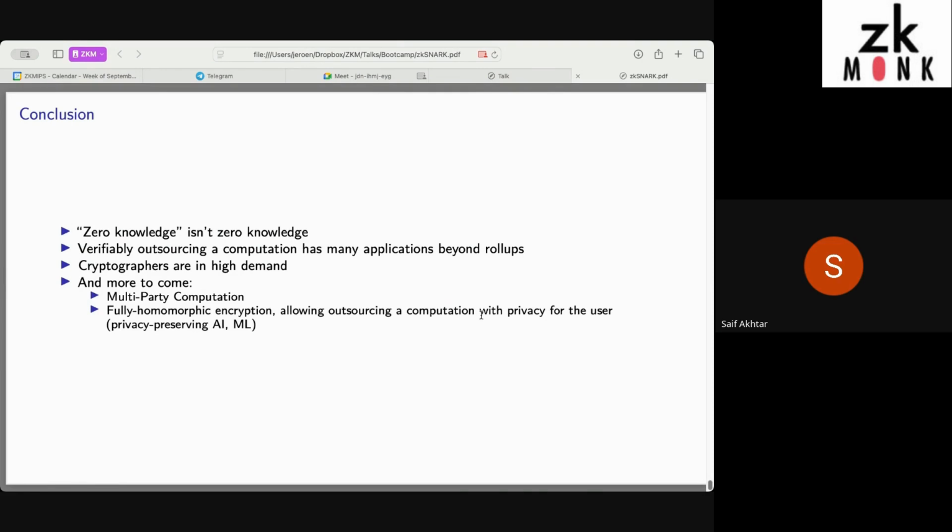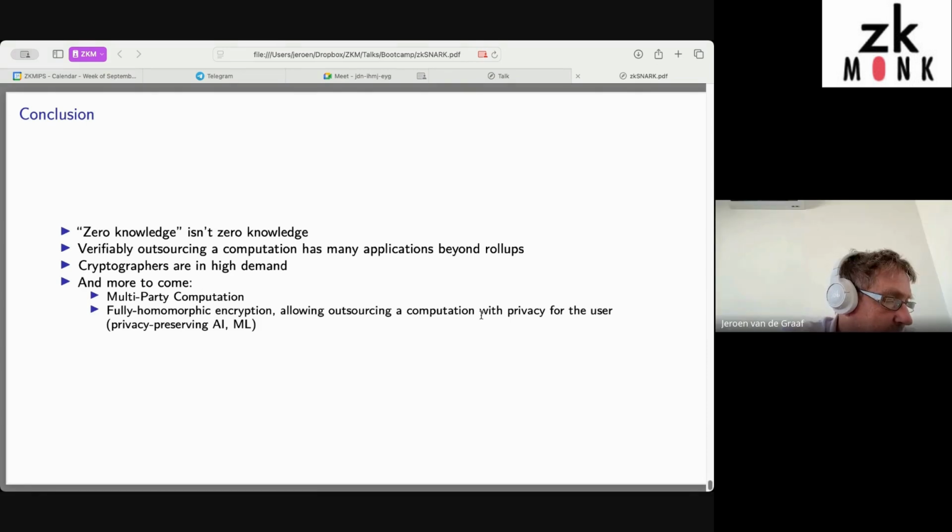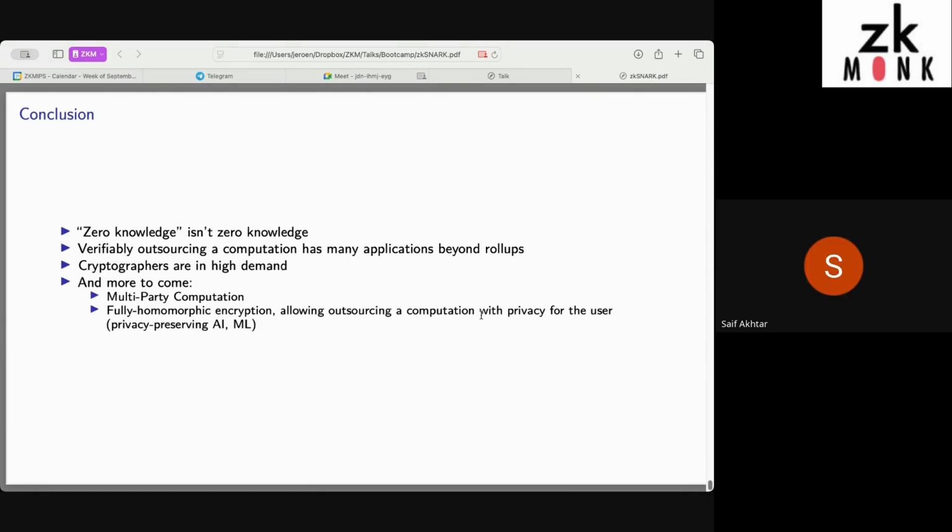Thank you, Jeroen. Do you have time for one quick question? I do. There was a question about the commit-reveal protocol: can you give an example of where this is mostly used, or in which scenarios it is more helpful?